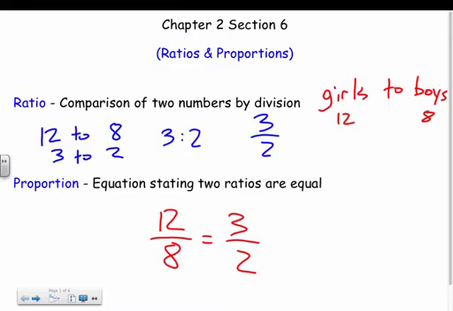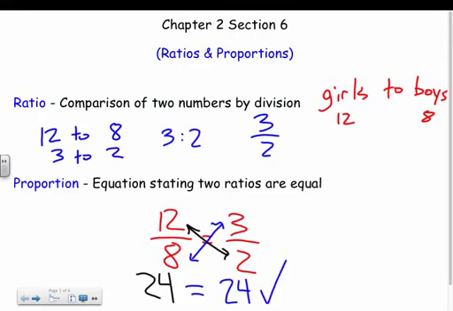The other way is to take the cross product. Some of you may know this already, but you basically multiply crossways. Product means to multiply. So I'm going to multiply the 12 times the 2, and I'm going to multiply the 8 times the 3. And then we'll set those two equal. So 12 times 2 gives me 24, and 8 times 3 gives me 24. We set those equal. Well, does 24 equal 24? Yep. So we know that they're proportional. As long as the cross product checks out, we know that they're proportional.